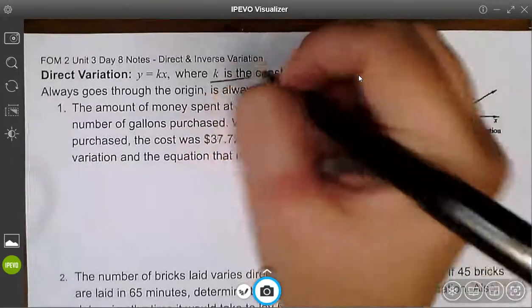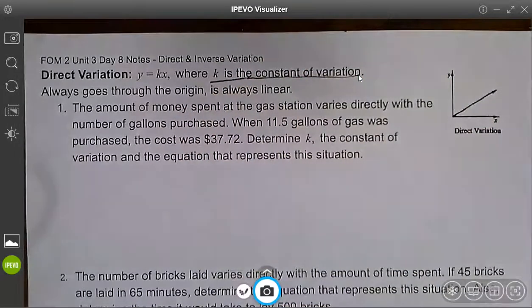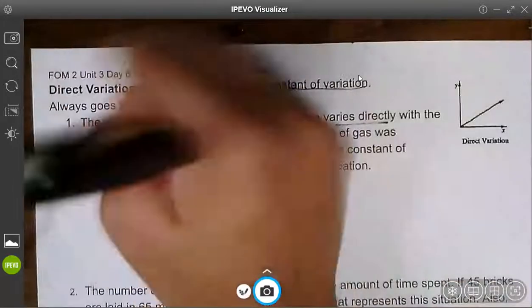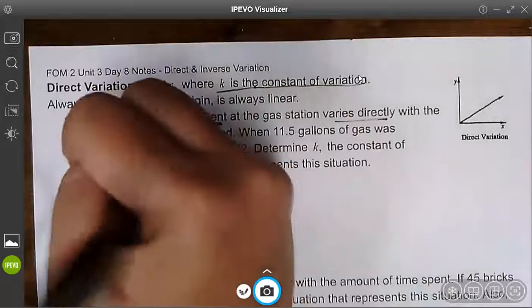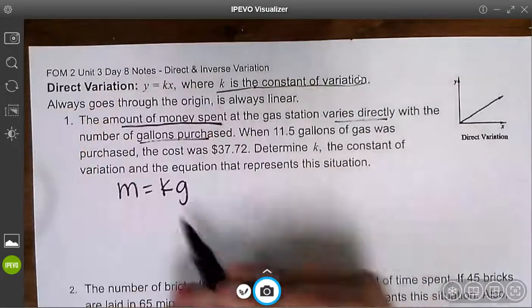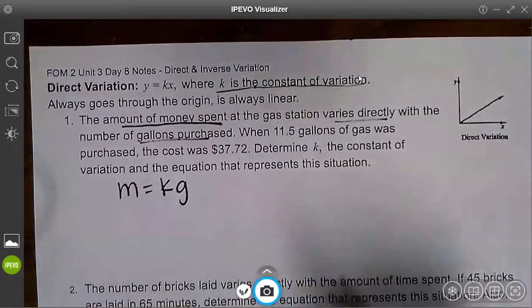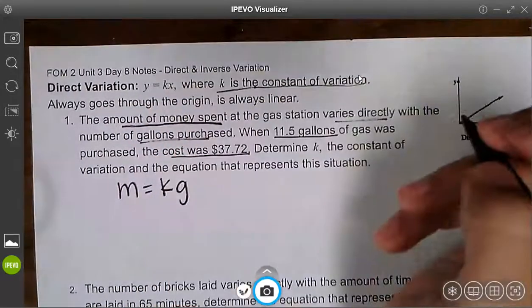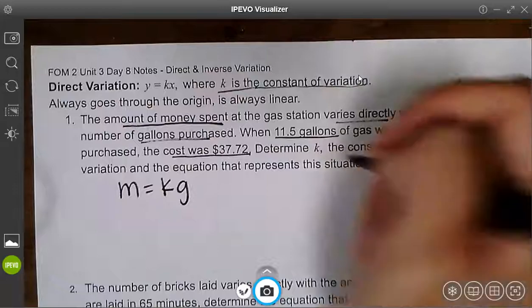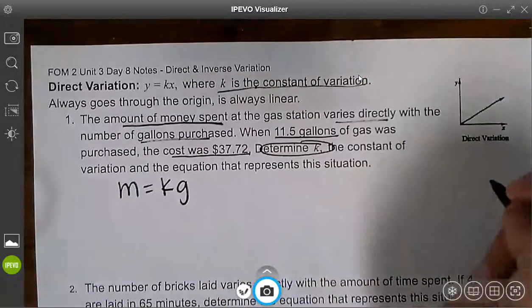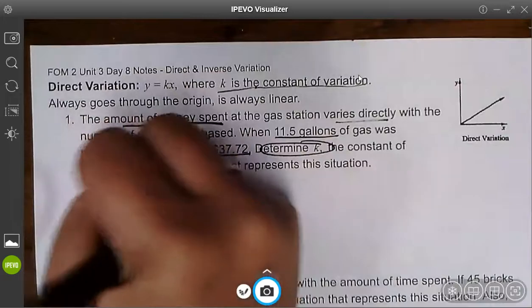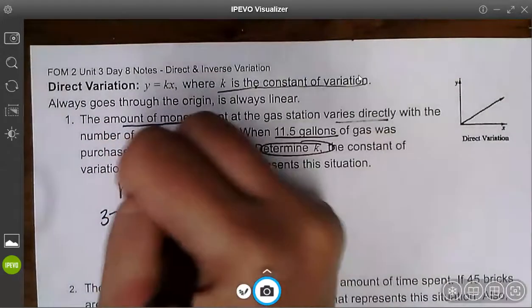variation. So anytime it says it varies directly with something else, that's your x value. So the amount of money spent at the gas station varies directly with the number of gallons purchased. So my money spent equals k times my gallons purchased. K is always there. When 11.5 gallons of gas was purchased, the cost was $37.72. So I'm going to set up my equation to determine k, my constant of variation. So my cost, $37.72, is going to equal k times the number of gallons I purchased, which was 11.5.